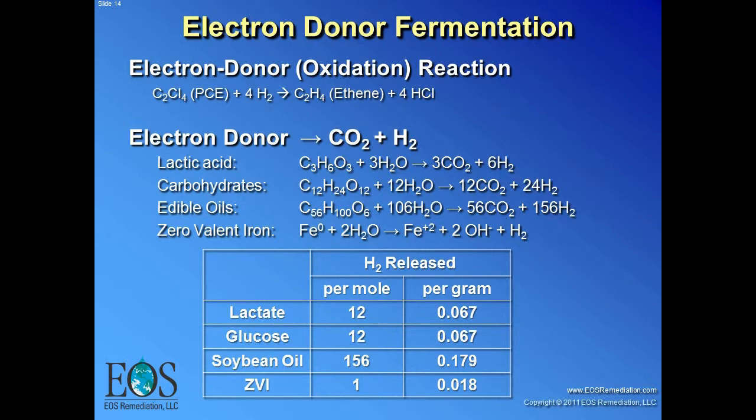If you look at soybean oil, it releases many, many more hydrogens per mole, but that's not completely fair because the molecular weight's a whole lot higher. So really a more appropriate way to do it is probably to look at hydrogen release per gram of material. And you can see there's a fairly broad range, like lactate or glucose maybe 0.07 moles per gram versus soybean oil at 0.18. So quite a bit more. Well, the reason for that is soybean oil is a more reduced material, so it generates more reducing equivalents.